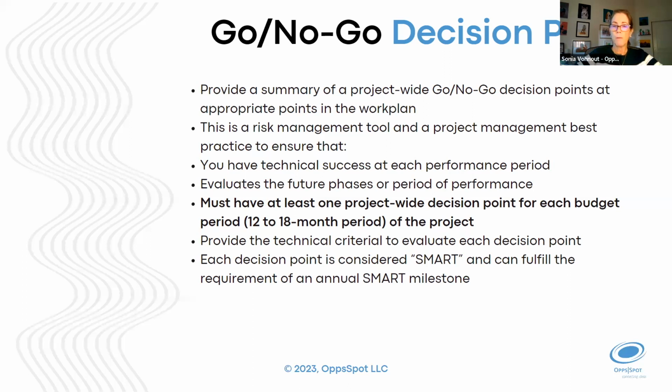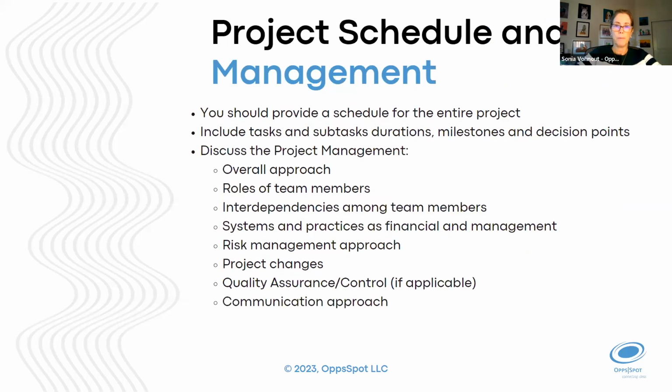Have at least one project-wide decision point for each budget period. So earlier I said typically you do one per year. So that's one way of addressing these project-wide decision points. And how does it relate back to the criteria to evaluate why you made that decision? And the SMART way of doing it is just one way that will make things easier. And of course, it's a requirement by the DOE.